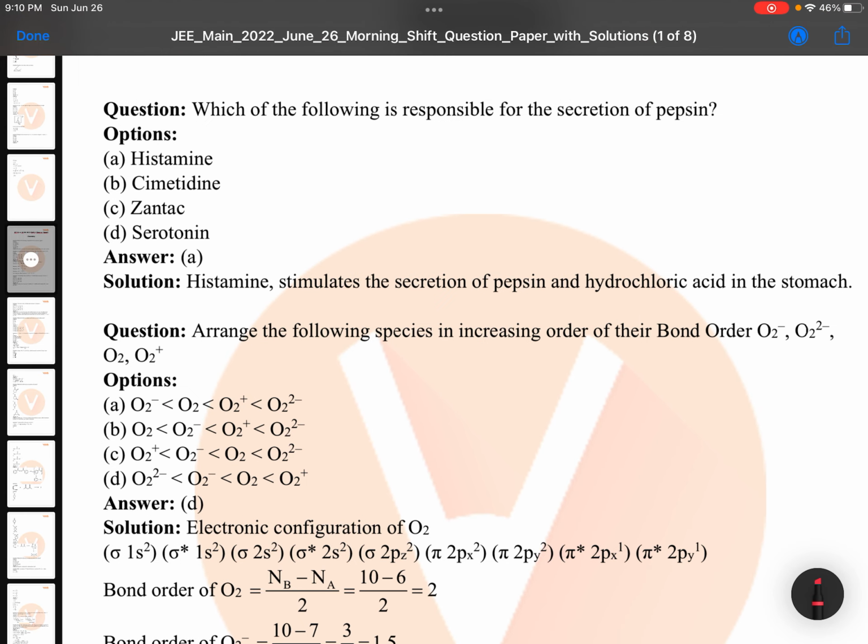First question: which of the following is responsible for the secretion of pepsin? And the answer is histamine. Memory based, completely memory.